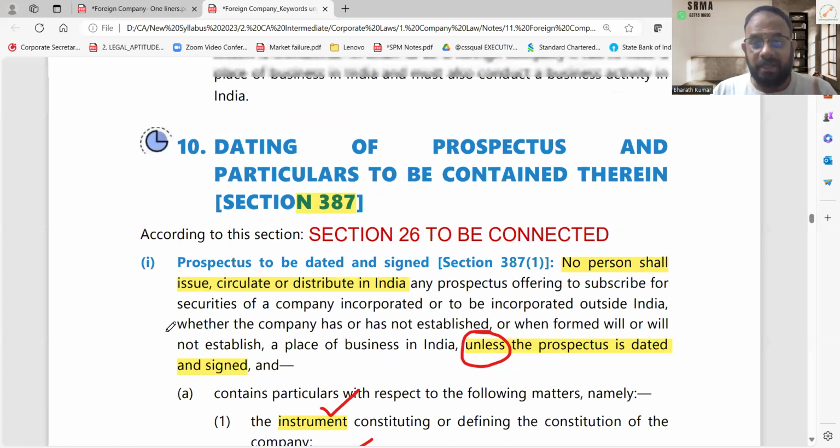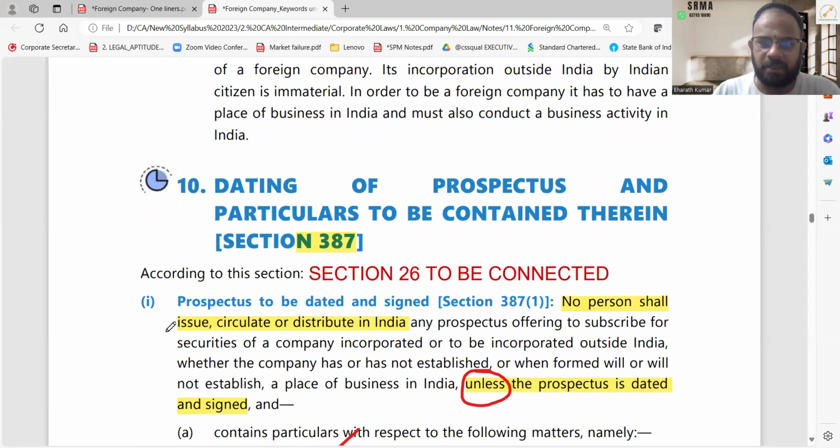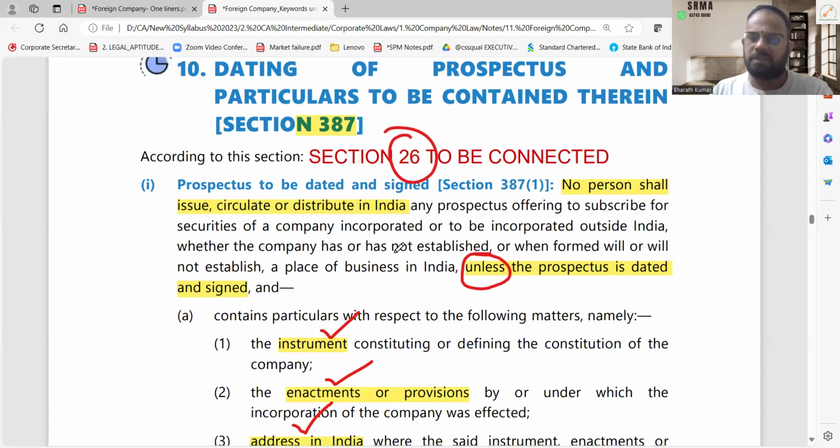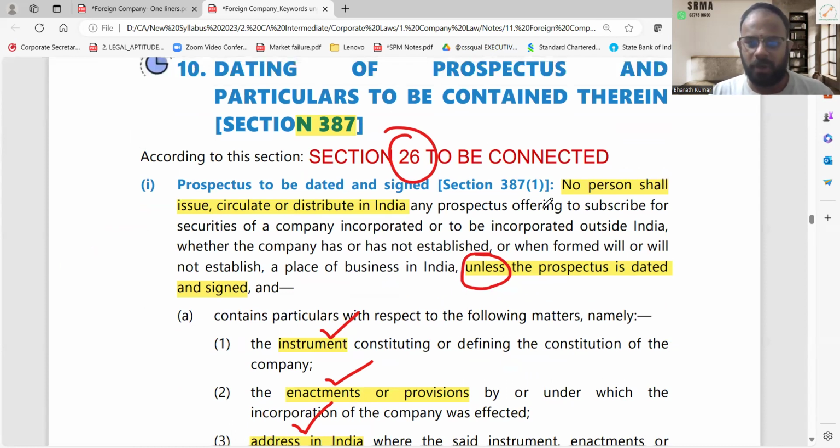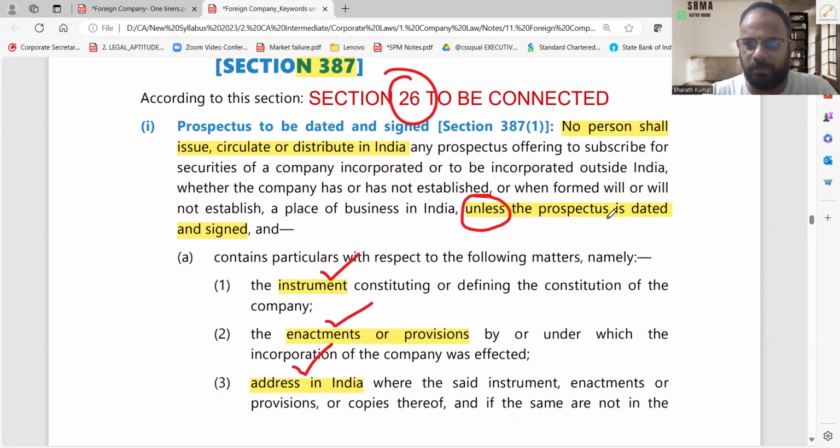Yes. Next, dating of prospectus and particulars to be contained. What did I say? Go and study section 26. I am not going to discuss this because I have colored the keywords. You will be able to see this, but I don't need to discuss because I've already discussed it too many times in chapter number 3. You can go and connect with that. Whether you are issuing or circulating or distributing, it should be dated, it should be signed. Important.